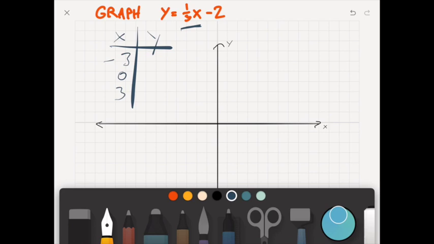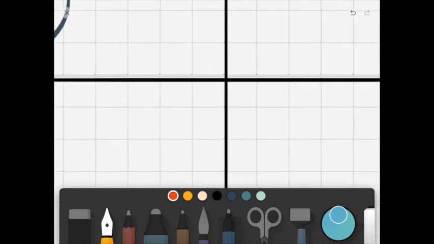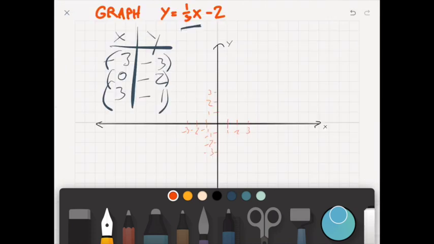get a whole number. And my y values in that case are going to be -1 minus 2 is -3, 0 minus 2 is -2, and 3 times 1/3 is 1 minus 2 is -1. And again, I can graph those coordinates on my plane once I put in a scale. Nothing passes 3, so I'll probably just do ones again. I'll put my points on.